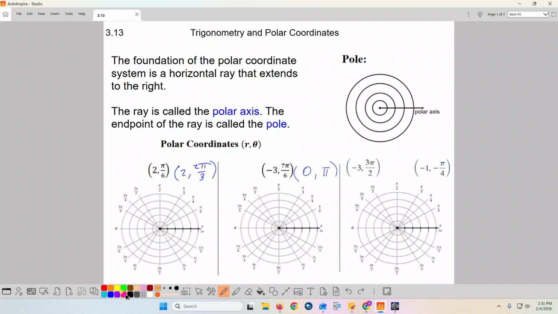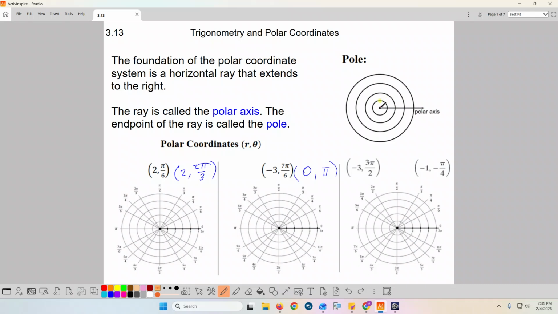Hey everyone, this is lesson 3.13 in AP Pre-Cal, and it's called Trigonometry and Polar Coordinates. So the foundation of the polar coordinate system is a horizontal ray that extends to the right. It's this one right here that we see in the diagram on the top, called the polar axis. Now, this ray has an endpoint in the very center, and it's called the pole.